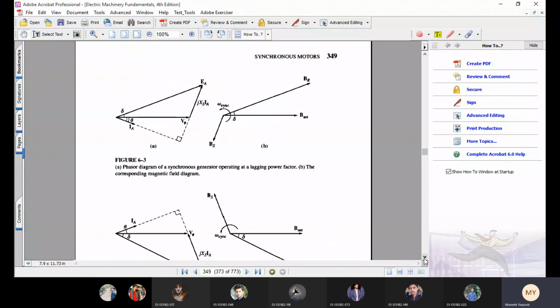First of all, for figure 6.3 part A, he says that if the internally generated voltage in a phasor diagram is ahead of the output phase voltage V5, then it is confirmed that the phasor diagram belongs to a synchronous generator.